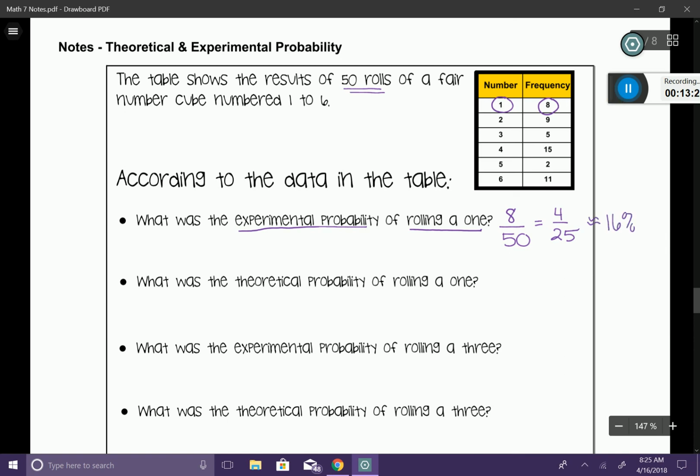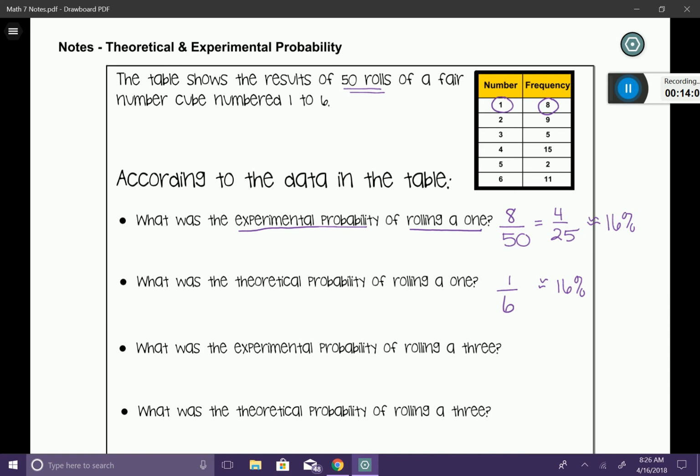So, not very high. Now, what was the theoretical probability of rolling a 1? In theory, what were the chances that I actually should have rolled a 1? Well, in theory, there's only one number 1 on the die, so 1 out of the 6 sides. And 1/6 is simplified, so the equivalent percentage is actually going to be 16%, which was right on the money, actually. That is exactly, the experiment proved the theoretical probability correct.